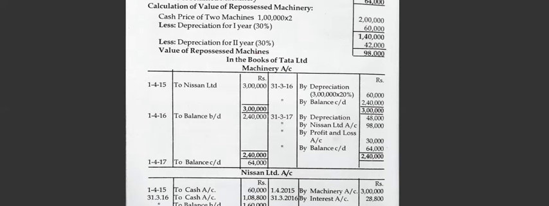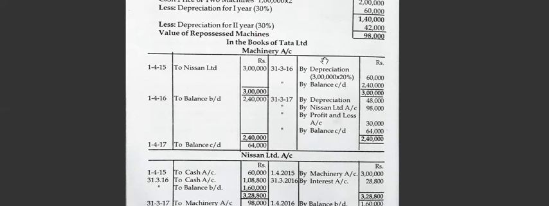Now see, in the first year we have to pass two entries. That is the purchase entry: machinery account debtor to Nissan account, which will come here. To Nissan means bought machinery, 3 lakh. Then the down payment paid: Nissan Limited to cash, 60,000. Then every year at the end there is an interest entry, an installment entry, and a depreciation entry. See, same thing: interest calculated 28,800, then installment to cash, and depreciation on 3 lakh.